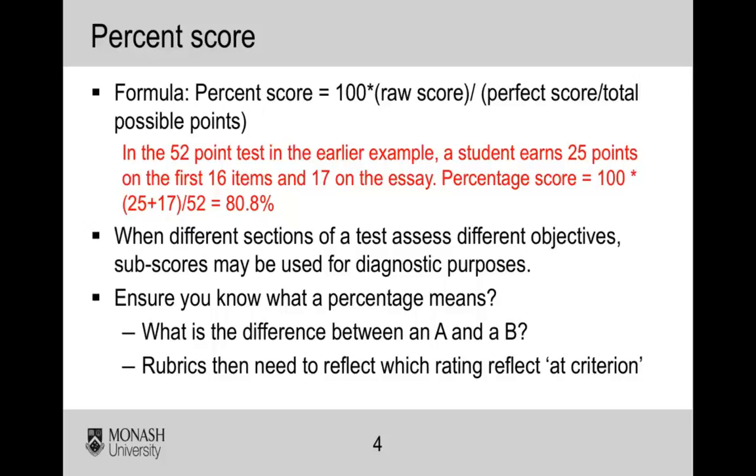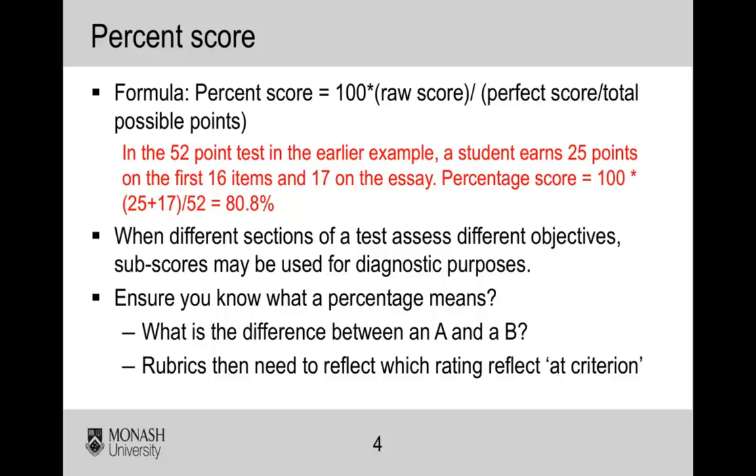Then we need to get a percentage score from the raw score. The formula is 100 times the raw score divided by the perfect score, or the total possible points. Given the previous example, in the 52-point test, a student earns 25 points on the first 16 items and 17 on the essay. So the calculation would be 100 times (25 plus 17) divided by 52, which equals 80.8%. That gives you the percentage score.